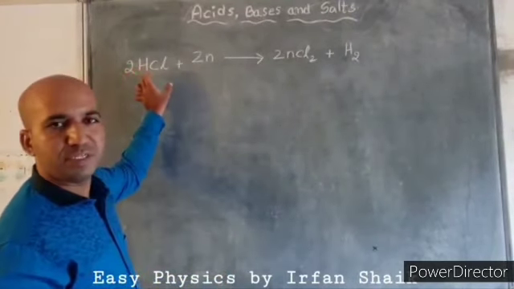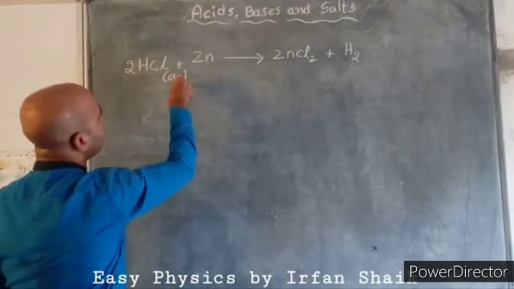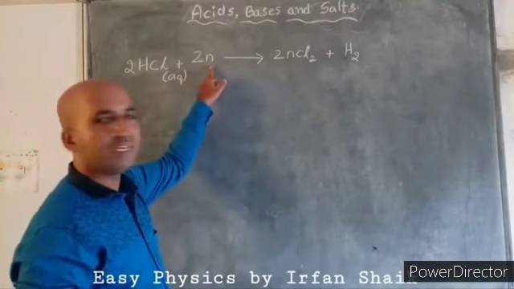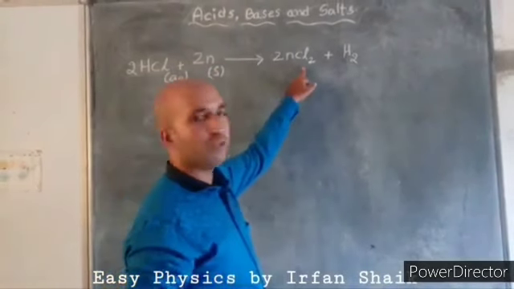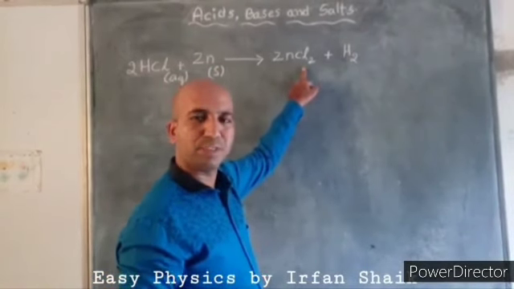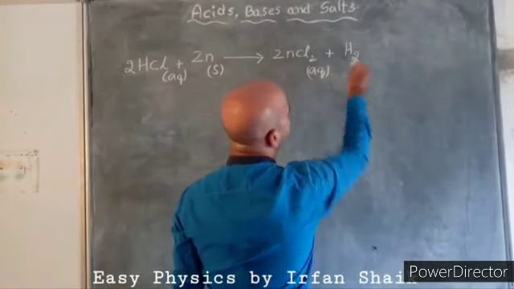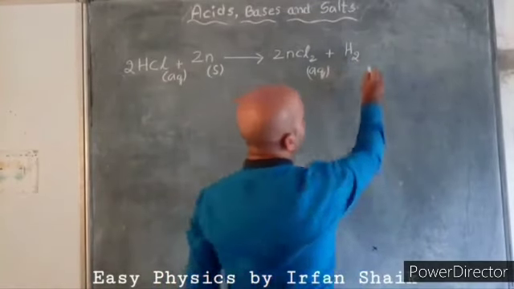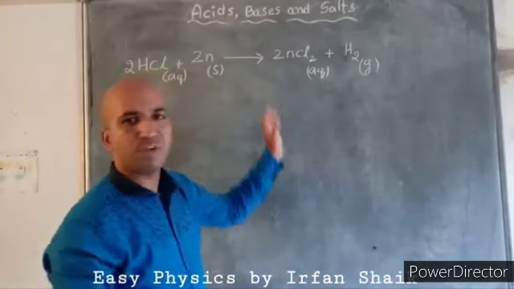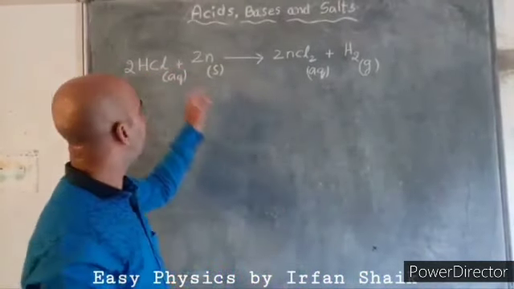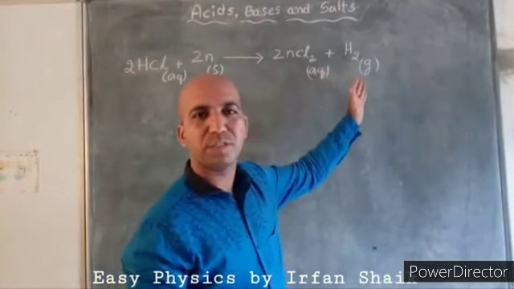Here HCl is taken in the aqueous form, so that's why we have to write it in aqueous form. Zinc is in the solid state. And zinc chloride, which is formed in the test tube, is also in the aqueous form. And hydrogen is a gas. So this is the chemical equation which shows the reaction between an acid and a metal. In this reaction, hydrogen gas is evolving.